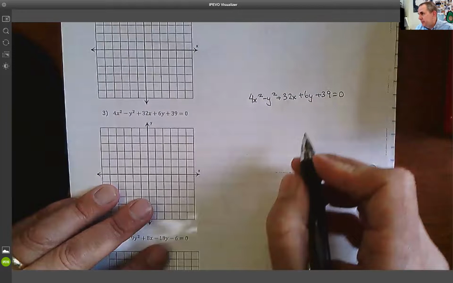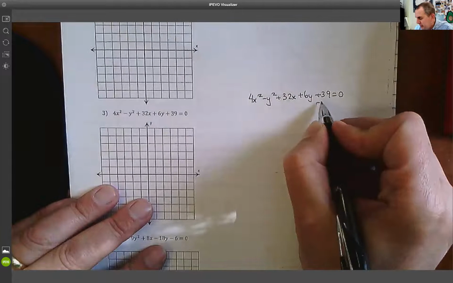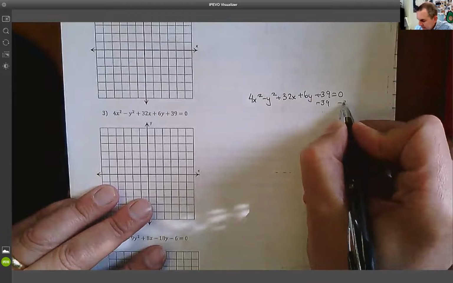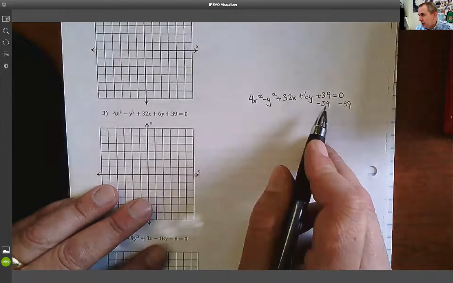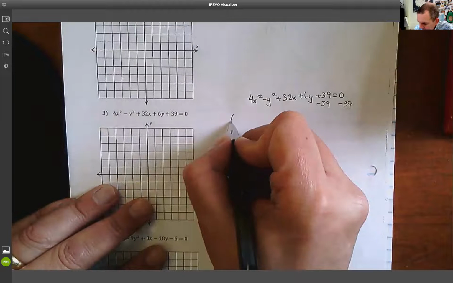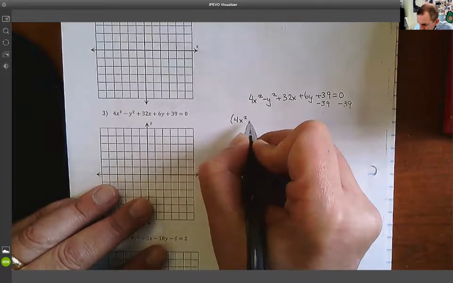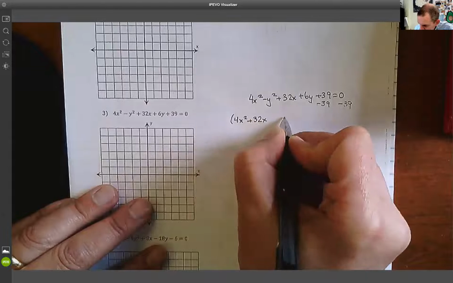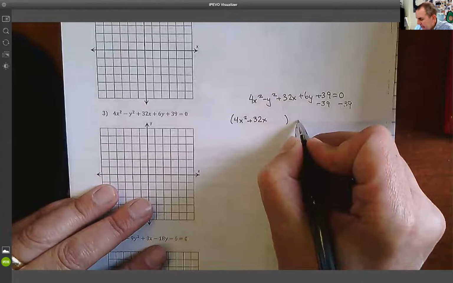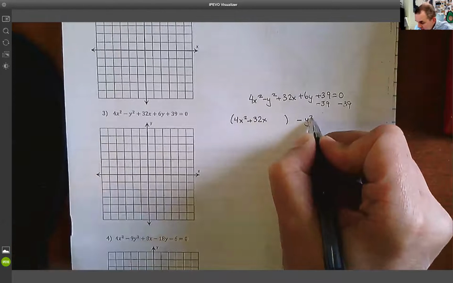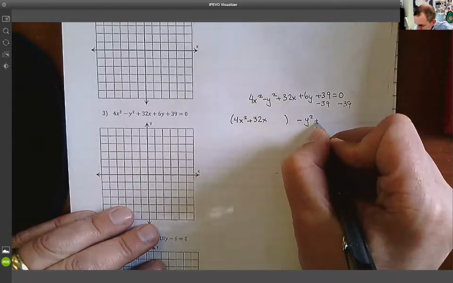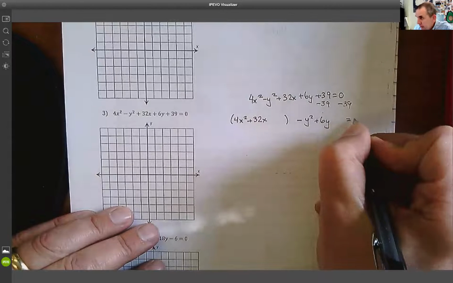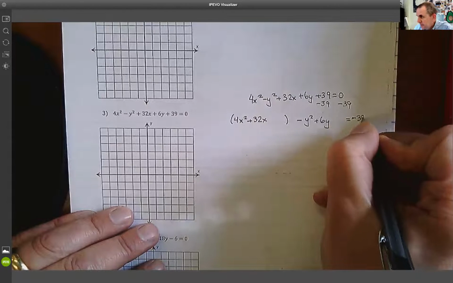So our first order of business, let's get the number over to the other side like we did before, get the constant minus 39. And now what we're going to do is group the x's and the y's together. So I'm going to say 4x squared plus 32x, and I'm going to have minus y squared and plus 6y. And that's going to equal, sorry, equal negative 39.